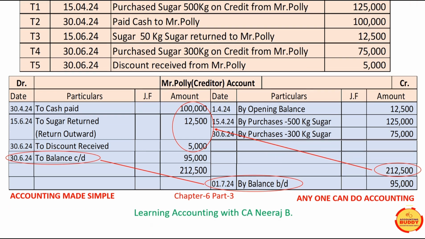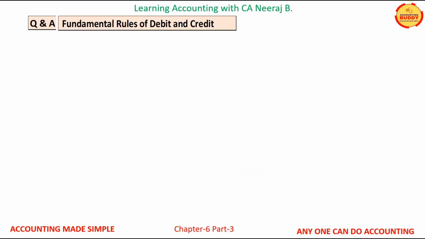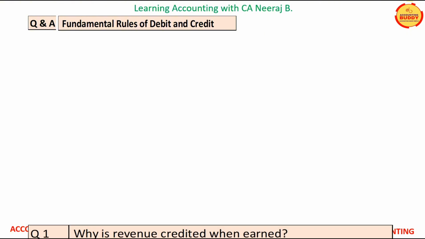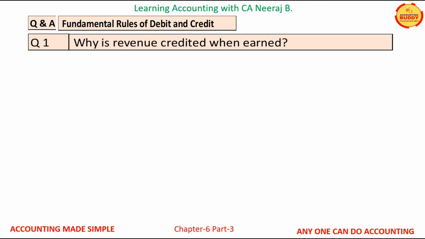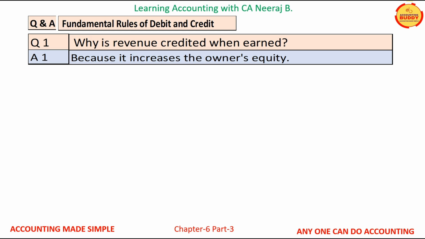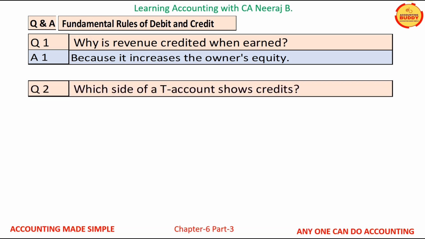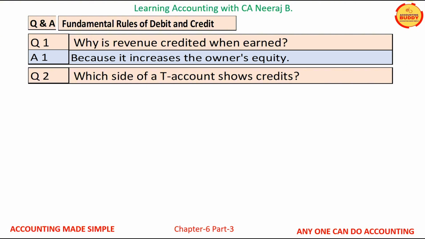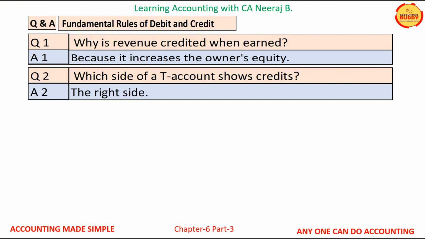The balance carried down as on 30th June 24 will become the balance brought down as on 1st of July 24. Let us take a few questions related to the fundamental rules of debit and credit. Question number 1 on your screens is, why is revenue credited when earned? The answer is because it increases the owner's equity. Question number 2, which side of a T account shows credits? The answer is right hand side.